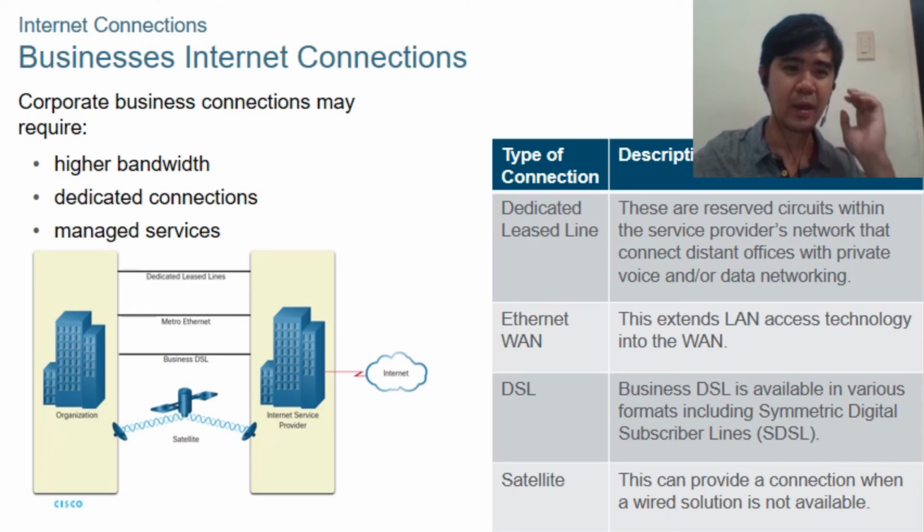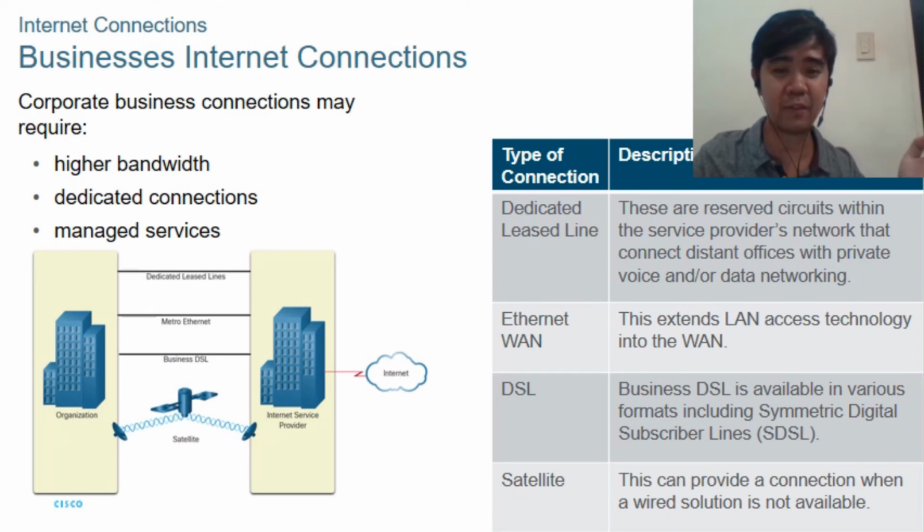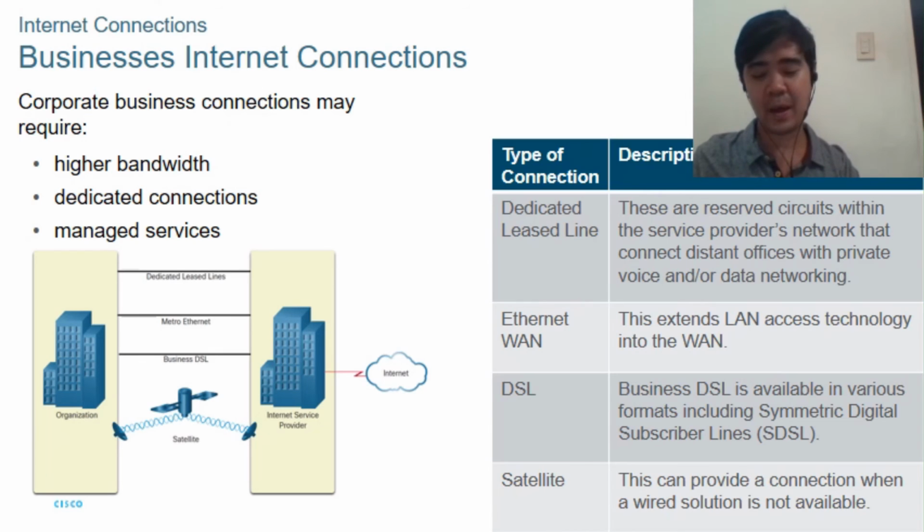So again, as I mentioned, there's also internet technology designed for businesses. Some of them are leased line, Ethernet, DSL also. There's a DSL variant designed for business, and satellite. The characteristics and components of these internet technologies for business are to be discussed in the other chapters.